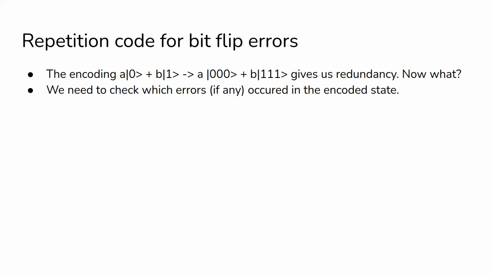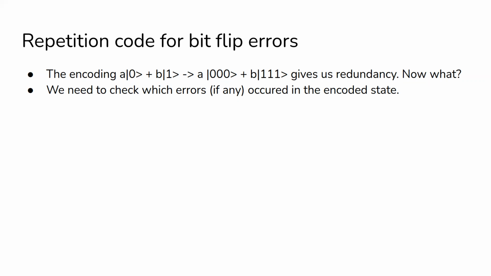We get 0, 0, 1 or 1, 0, 1, and then we just take a majority vote. But with the quantum case, we can't look at the states. So we have to do something else. And we need to peek at the state, so to speak, to check which errors, if any, occurred. So that's the next task.